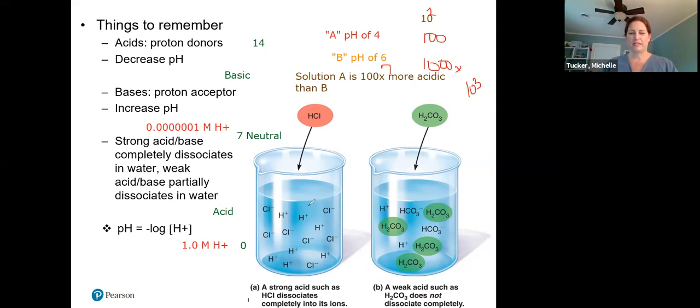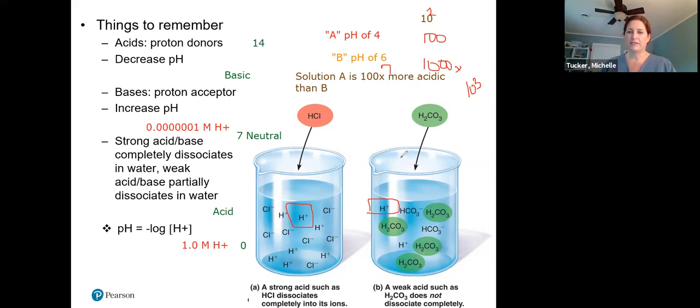With pH, it is only a measurement of free hydrogen ions. If they are sequestered in a compound like carbonic acid, which is this one, it does not count against the pH. Only the free hydrogen ions. So one of the things about a buffer system is it is going to be a system made up of a weak acid and a weak base.